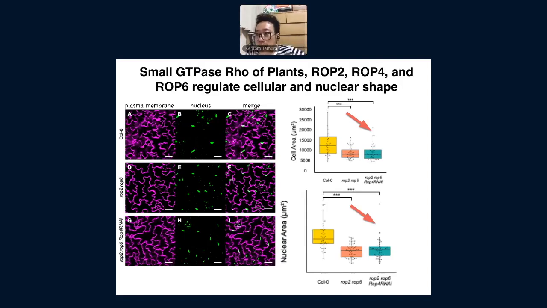It has been reported that spike1 activates Arabidopsis LOP2, LOP4, and LOP6, which mainly function in leaf cells. So we examined the nuclear and cellular shape in the LOP2-6 double mutant and the LOP2-4-6 triple mutants. As shown here, we found both cellular and nuclear areas are significantly reduced in these mutants, as seen in CAC5 mutants, suggesting LOP2, 4, and 6 and spike1 work together to regulate both nuclear and cellular shapes.